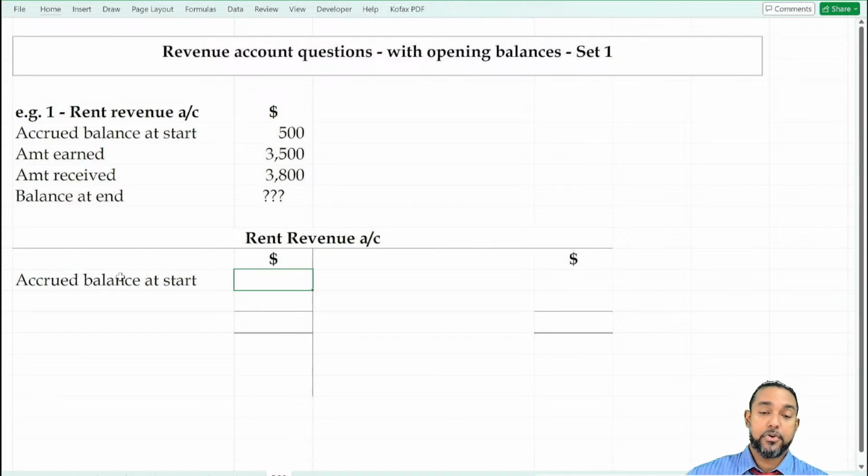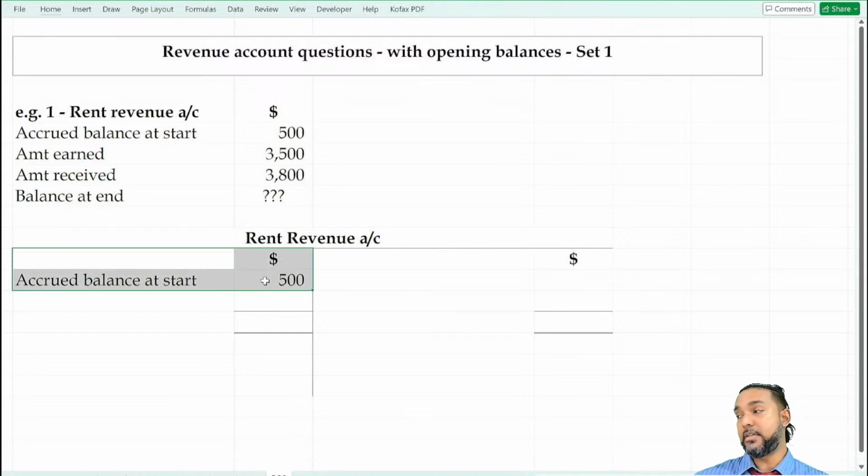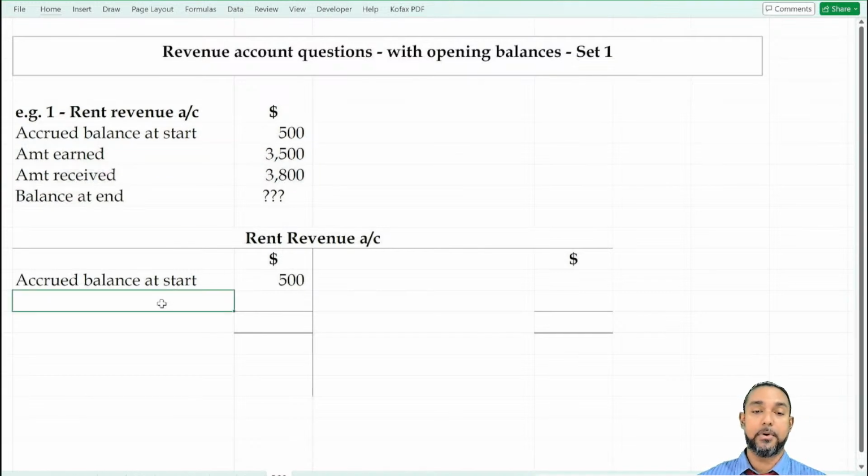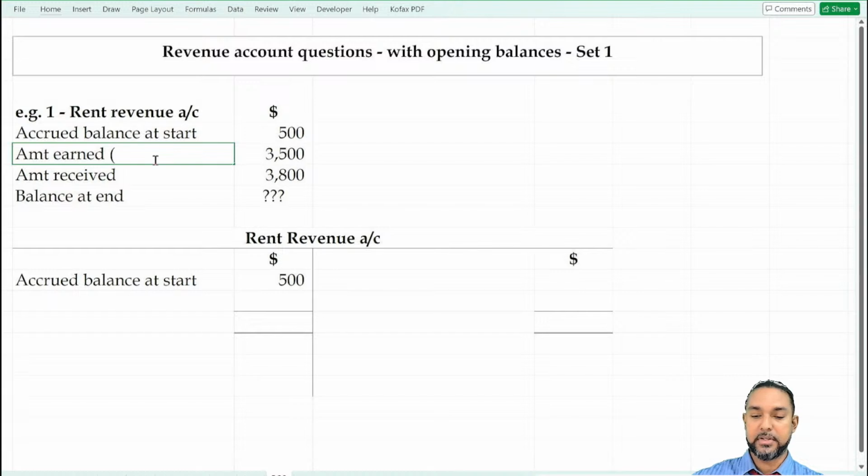Right now, you could put accrued balance brought down. You could put just balance brought down. Right. I'm just being a bit more explicit here. Right. So 500. So this, again, is on the debit side because it's an asset. An accrued revenue is an asset, and assets have debit balances at start. Okay, so let's fill in the rest of the stuff. So the amount earned is 3,500. So in a revenue account, the amount earned is also known as the income statement figure.